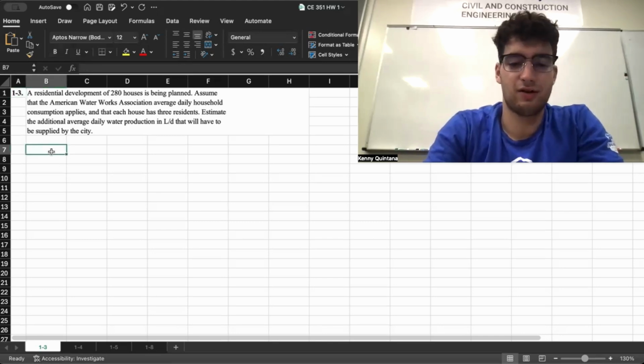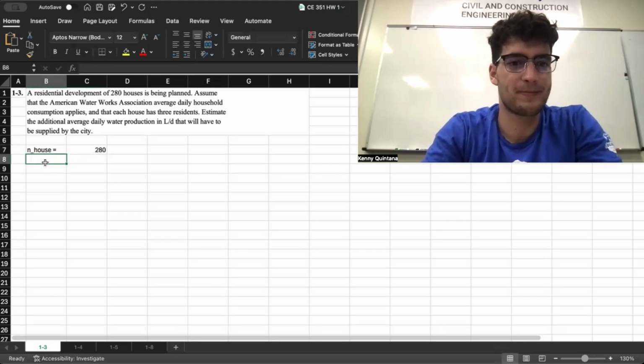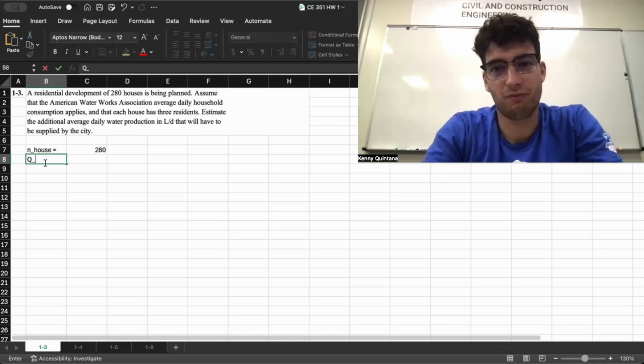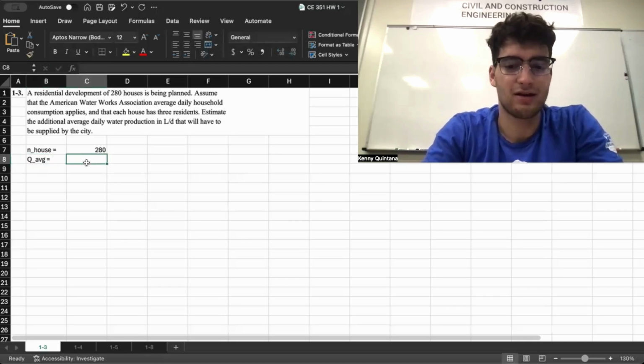So let's just define some variables real quick. The number of houses in this development is 280. And the average daily household consumption, I'll use Q because it's in volume per time. So Q average, and then this number is 1,000 liters per day. It comes from the book, and it comes from AWWA.